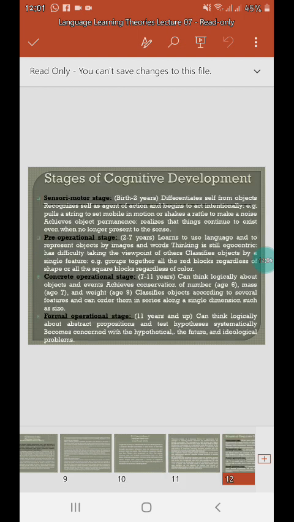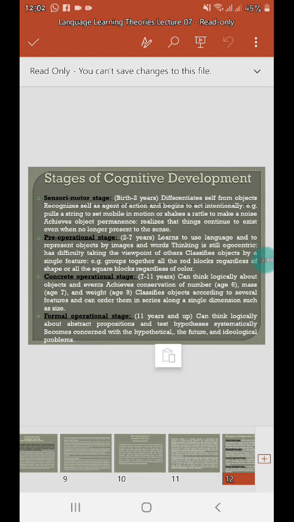Here, the four stages of cognitive development in Jean Piaget's theory are: sensory motor, pre-operational stage, concrete operational stage, and formal operational stage. In the sensory motor stage, we recognize objects, the self is the agent of action, and the child begins to act intentionally. For example, pulls a string to set a mobile in motion, or shakes a rattle to make a sound.